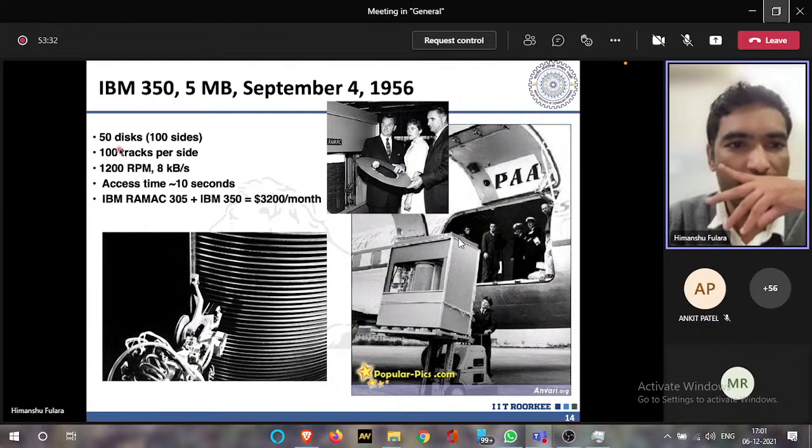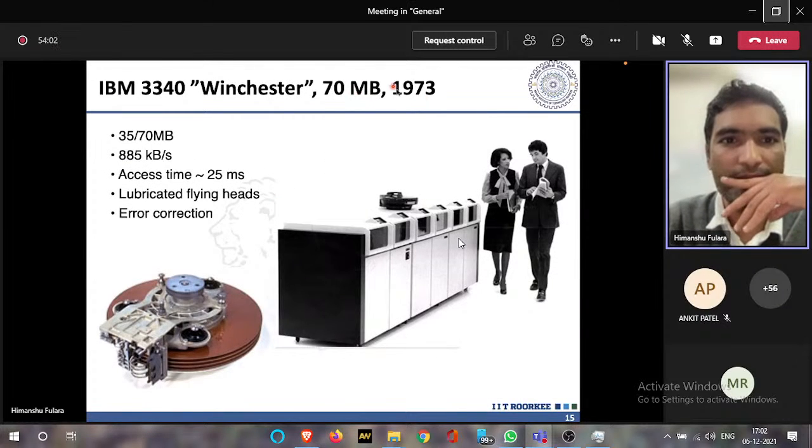And if you look at the capacity, it's very less. And they are very slow also: 50 disks, 100 tracks per side, and the writing speed 8 kilobytes per second. And the cost is 30 to 100 US dollars. I think this is per month, maybe it is a renting rate or something like that. So this was the computer we had in 1956, and then some improvement did take place in 1973, and then we have this storage of 70 megabytes, and the speed also increases, but still it is so bulky, as you can see in this picture.